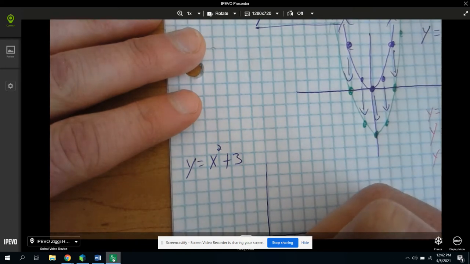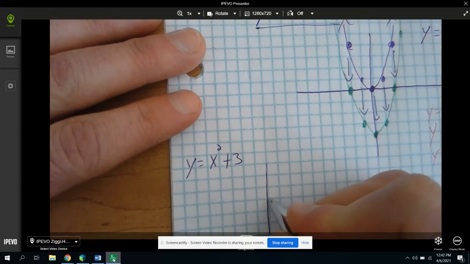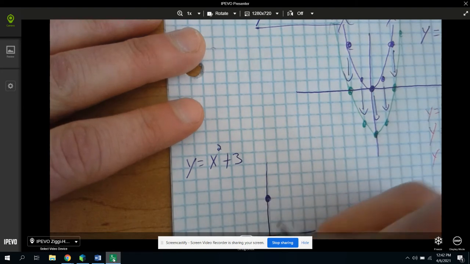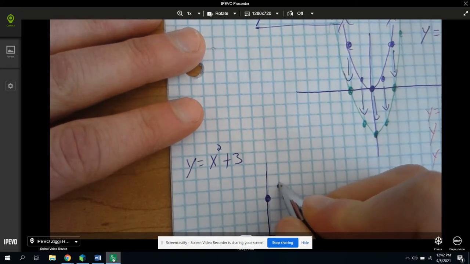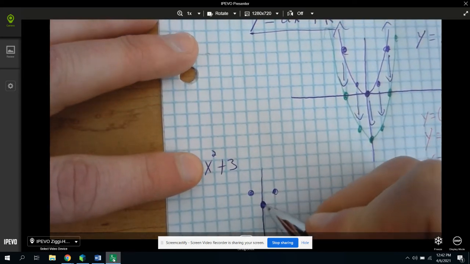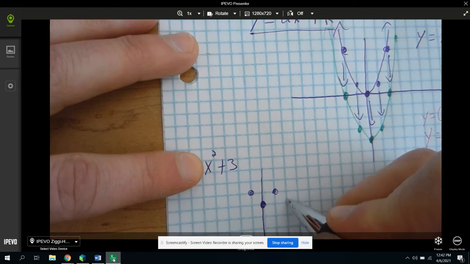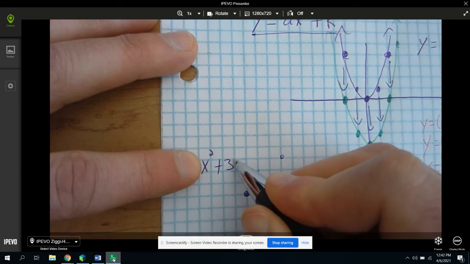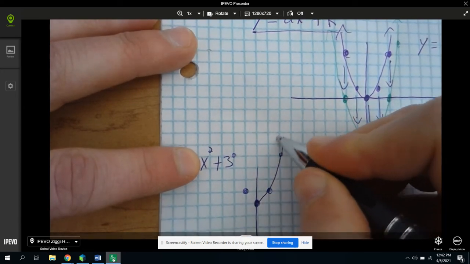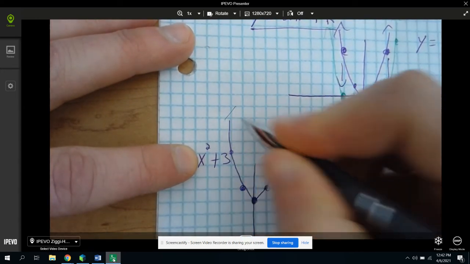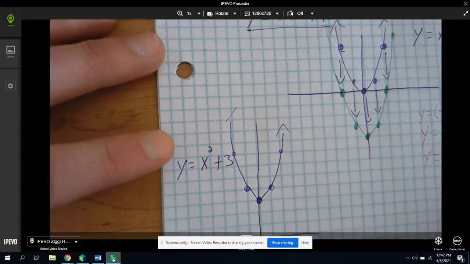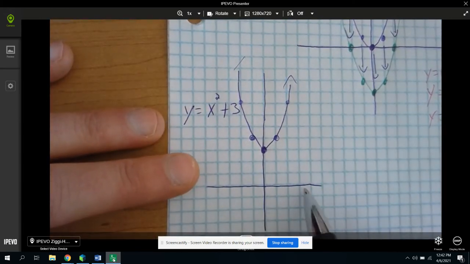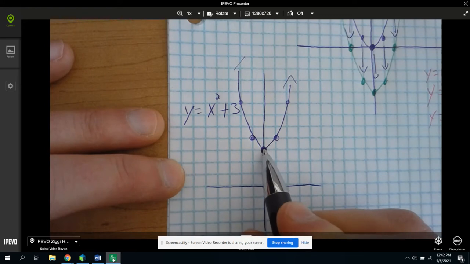Everything is going to get moved up 1, 2, 3 spaces. Our other one was at 1, 1, so that's going to move up 1, 2, 3 spaces. And again, you can plug these in. Over 2, up 1, 2, 3, 4. Each point, and find out where the new points are going to be. This is the x-axis, so it just moved up 3.